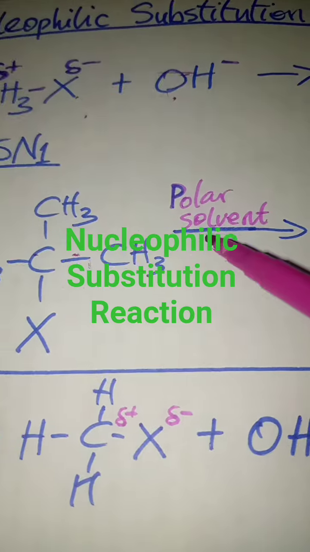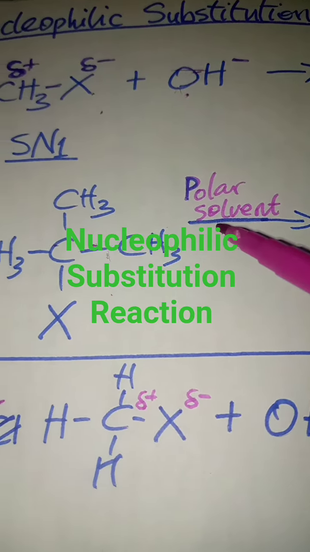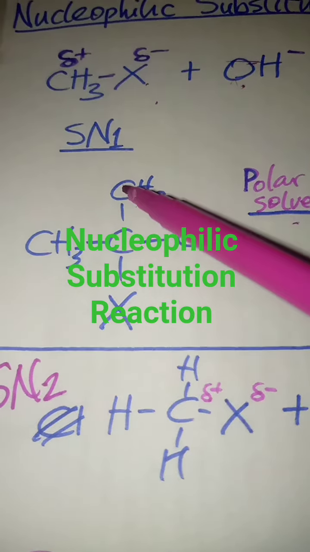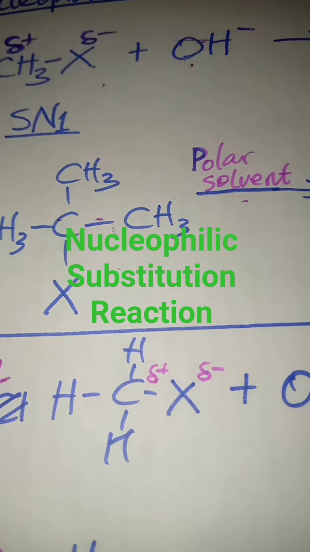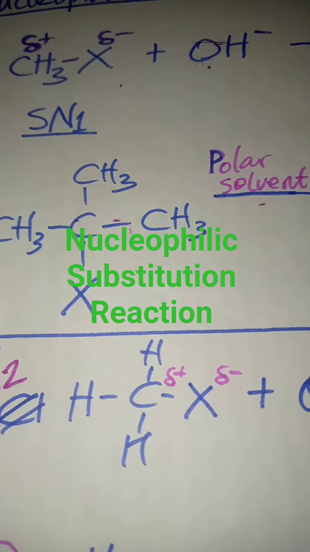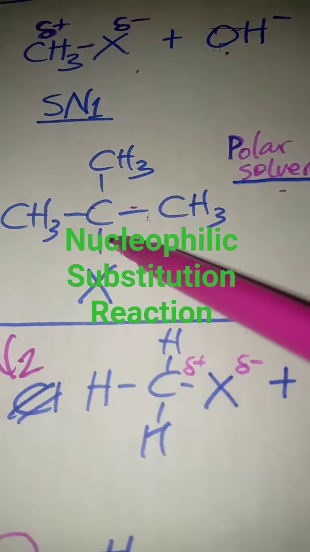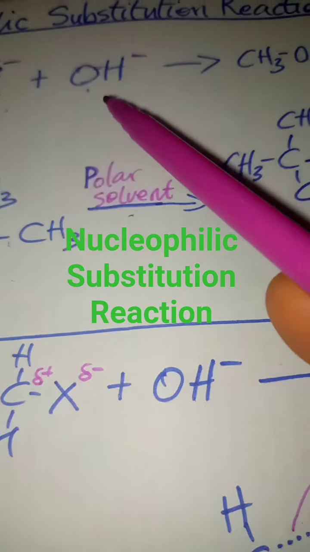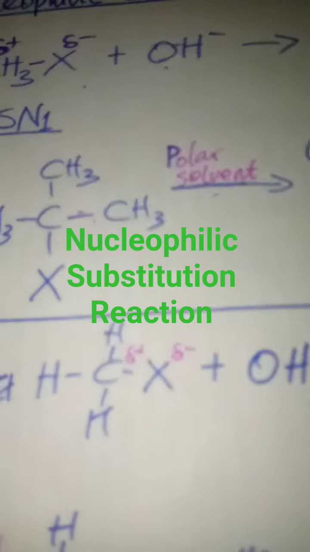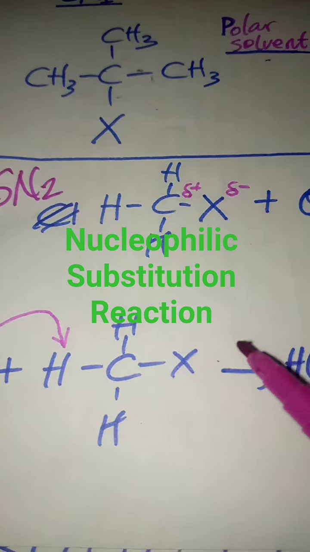So remember that this unimolar substitution reaction is a first order reaction, so it depends only on the concentration of the alkyl halide, doesn't depend on the concentration of the nucleophile. Now we have the bimolar substitution reaction.